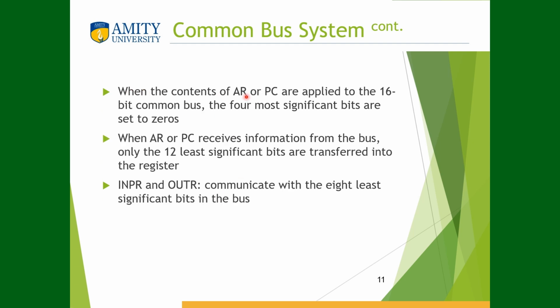When the contents of AR or PC are applied to the 16-bit common bus, as we said, the four most significant bits, the MSB, are set to 0. When AR or PC receive information from the bus, only the 12 least significant bits are transferred, and the four MSB are discarded. The input and the output registers communicate with 8 bits on the bus, since their size is only 8 bits.